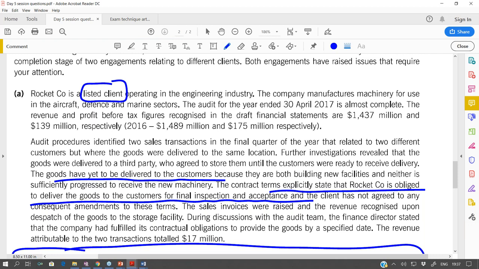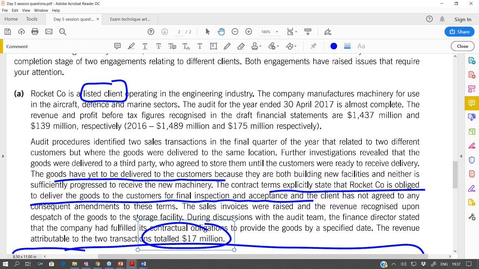The sales invoices were raised and the revenue recognized upon dispatch of the goods to the storage facility. During discussion, the finance director stated that the company has fulfilled its contractual obligation to provide the goods by a specified date. The revenue attributable to the sales transactions totaled $17 million. So has the management recognized these two sales transactions as revenue? Yes, when they have been delivered to a third party, not delivered to a customer.